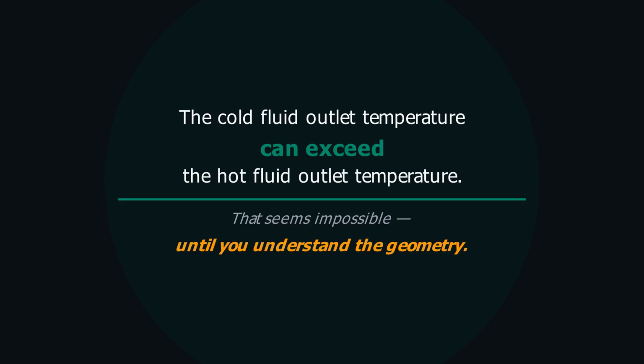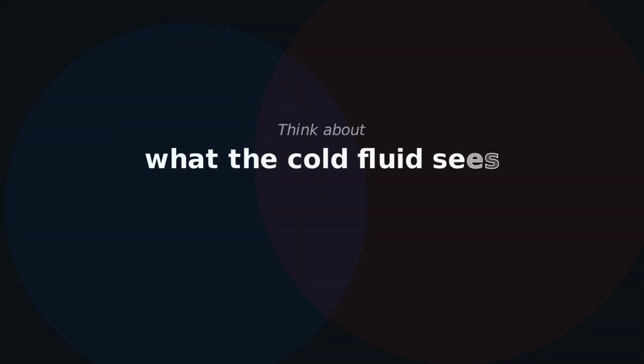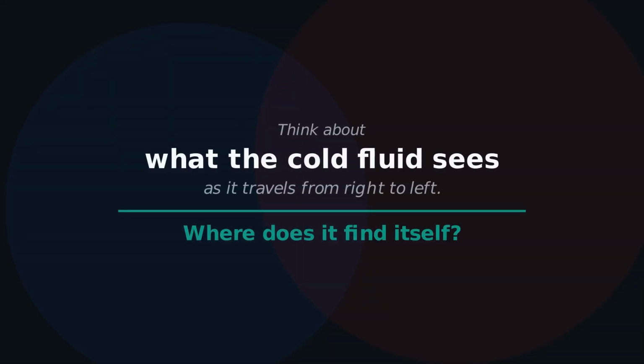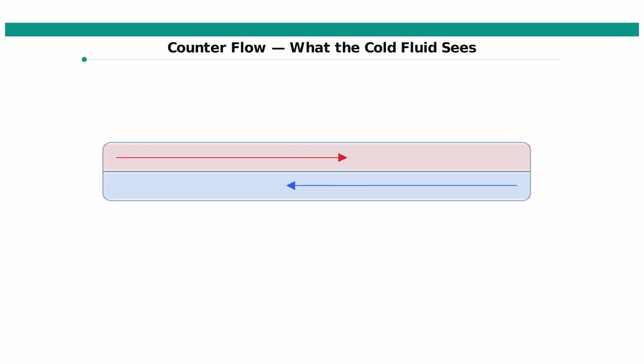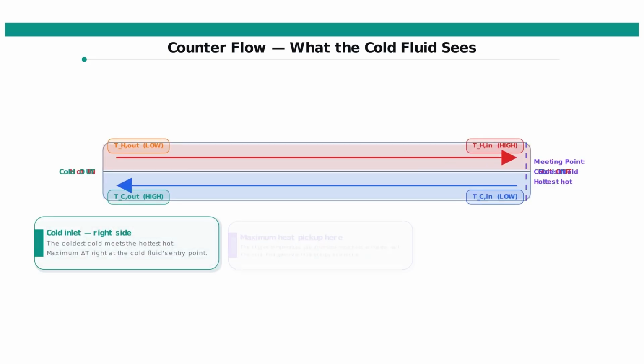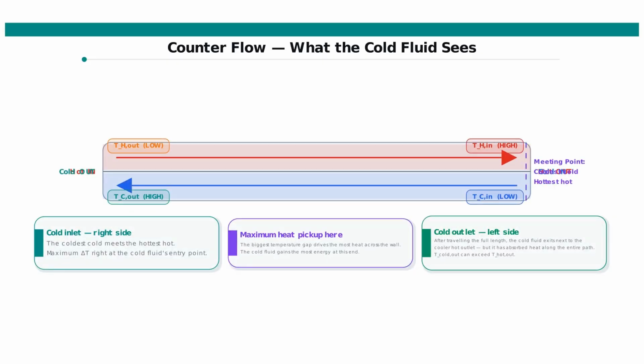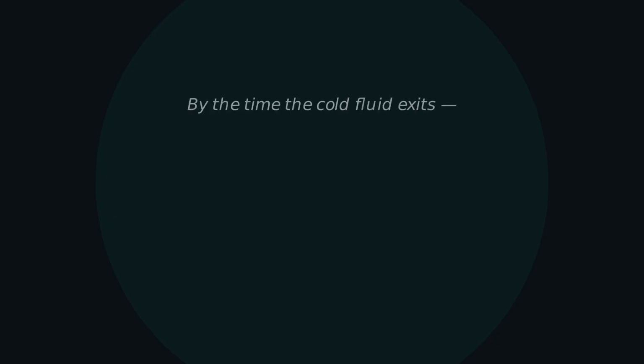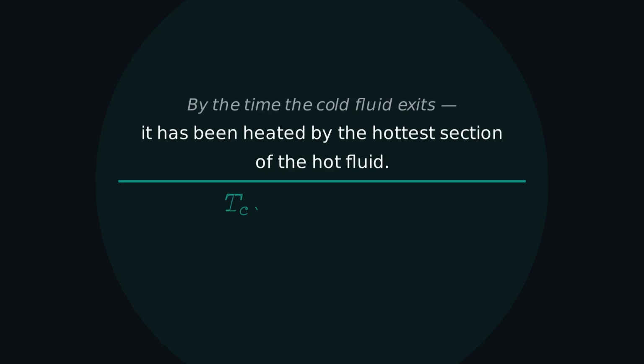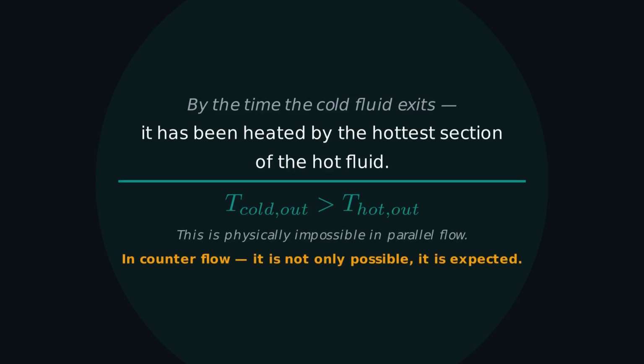That seems impossible until you understand the geometry. Think about what the cold fluid sees as it travels from right to left. It exits on the left side. Where does it find itself? Right next to the hot fluid's inlet. The coldest part of the cold fluid meets the hottest part of the hot fluid. That meeting point is where the cold fluid picks up the most heat. So by the time the cold fluid exits, it has been heated by the hottest section of the hot fluid, and its exit temperature can actually be higher than the hot fluid's exit temperature.